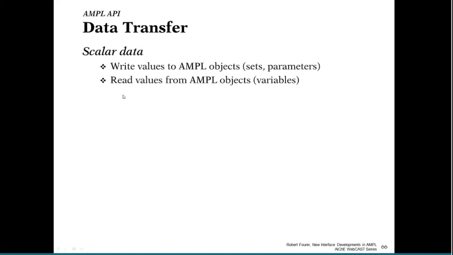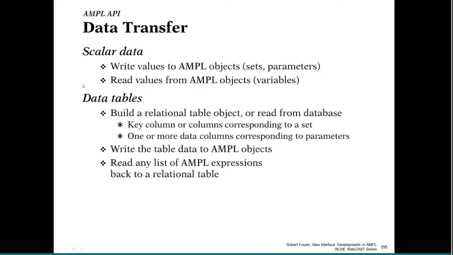You do want to be able to handle scalar data, where you set a value to a set or a parameter, or get a variable value back, like if you want to change one parameter value. But since models typically have huge amounts of data, you do not want to be sending one value at a time in some huge loop. And so what we've settled on is to use a table data structure to be the structure that's used to convey data back and forth.